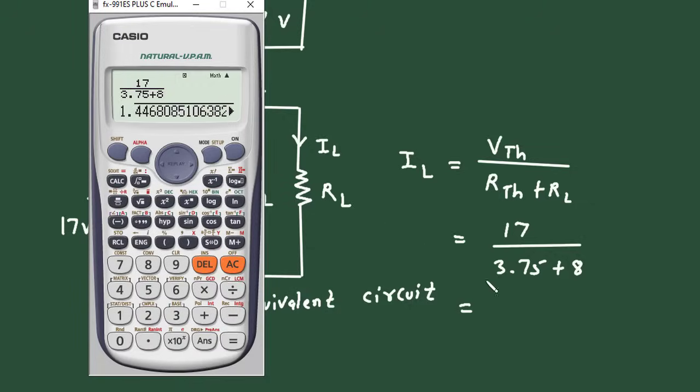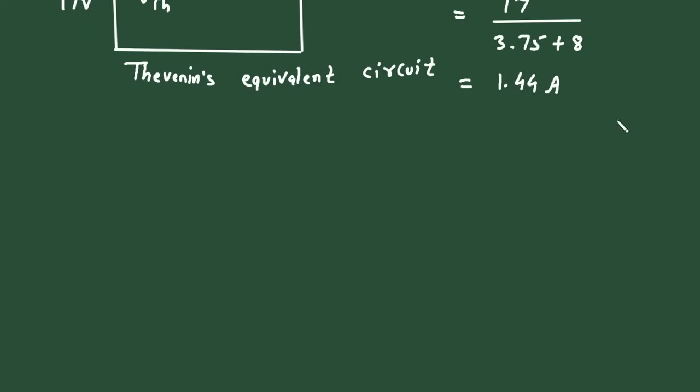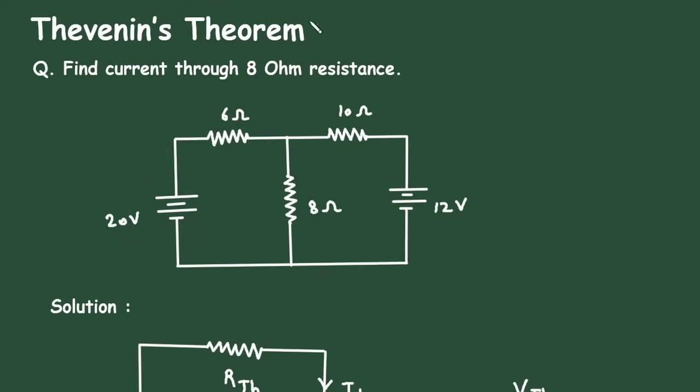So it is 1.44 ampere, the value of IL. So therefore IL is equal to 1.44 ampere, but IL is equal to I8 ohm. So therefore I8 ohm, the current through 8 ohm, will be 1.44 ampere. So this is how we can find the value of current by using Thevenin's theorem. This is what we have to find, the current through this 8 ohm by using Thevenin's theorem.